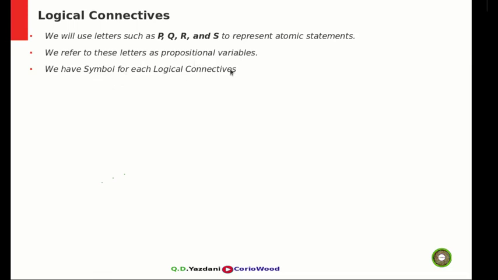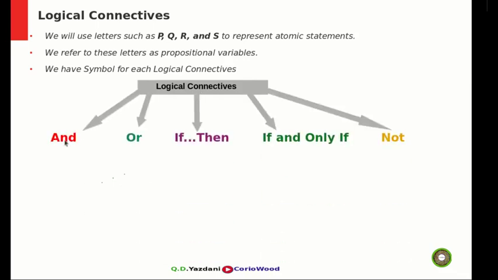We have a symbol for each logical connective. The first one, we have and. The second one, or. The third one, if-then. The fourth one, if and only if. And the last one, not. And those are the symbols we use. The and is an upside down V, and with the or we use the V-like symbol. For if-then we use an arrow. For if and only if we use the two-sided arrow, and not is like the corner of a box or the corner of a roof, whatever you can think of.